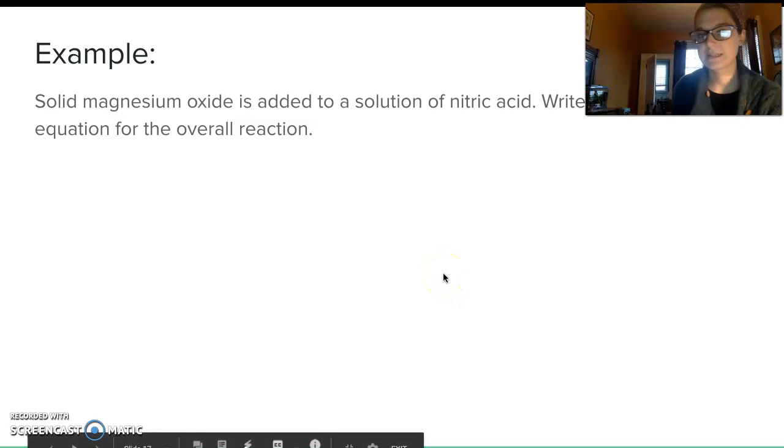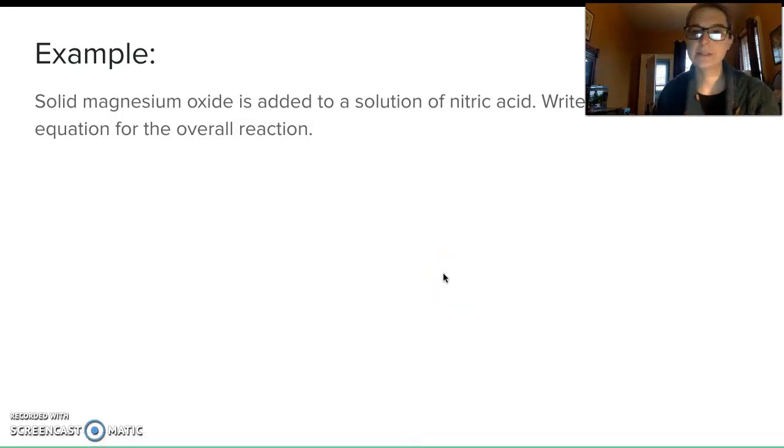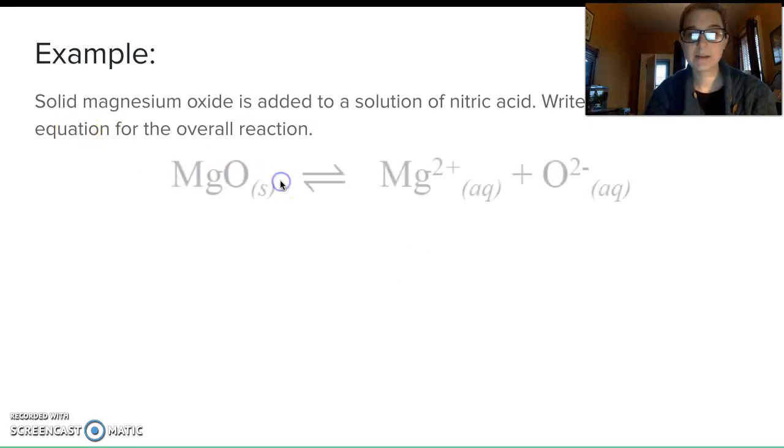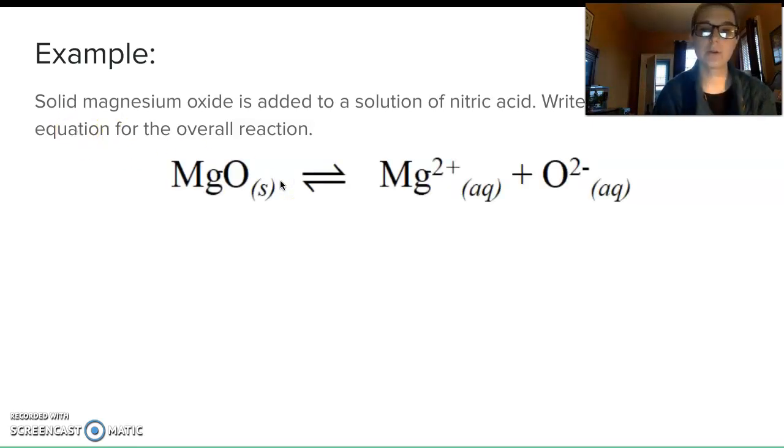So here's another example. We have solid magnesium oxide added to a solution of nitric acid. Write the net ionic equation for the overall reaction. The first reaction I need to consider is magnesium oxide breaking into its ions. We've seen magnesium oxide before, it's MgO.